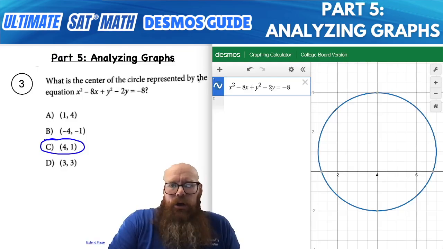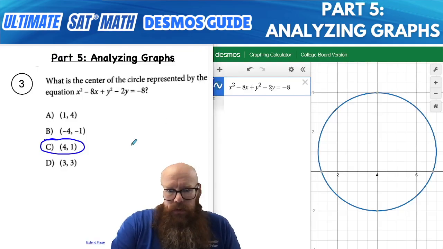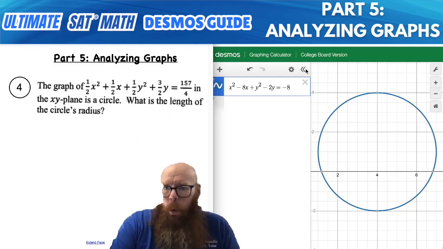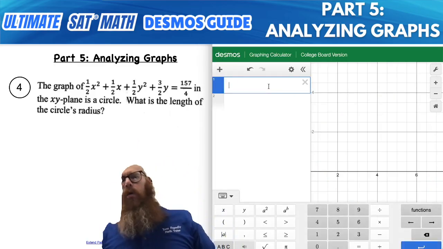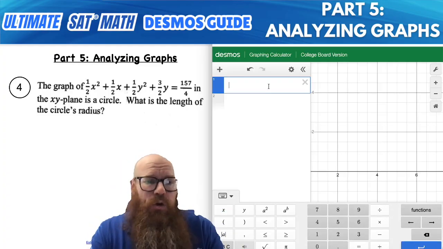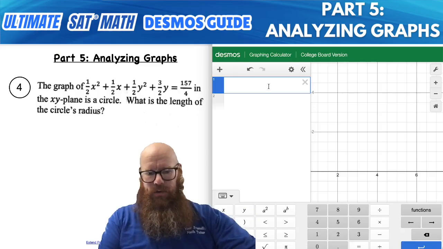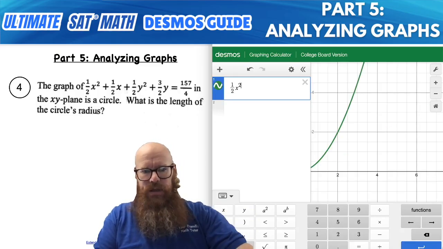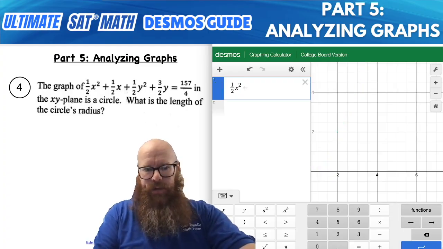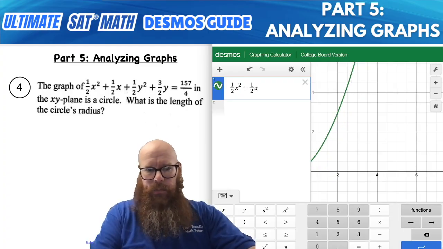Okay, so that's how you can find the center of the circle. All right, and one more circle problem is I want to find the radius. In this one, again, you should know how to do it the other way, but with all these fractions, it's going to be a little easier to do in Desmos. So you should have both of them in your toolbox as ways of finding the radius of a circle or the center of the circle like the last problem.